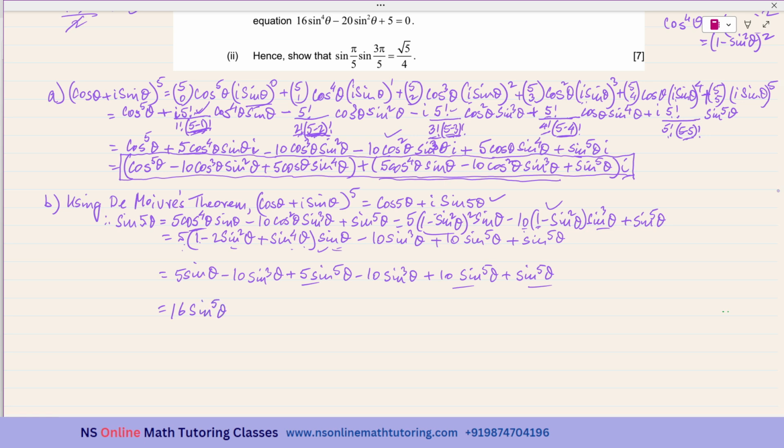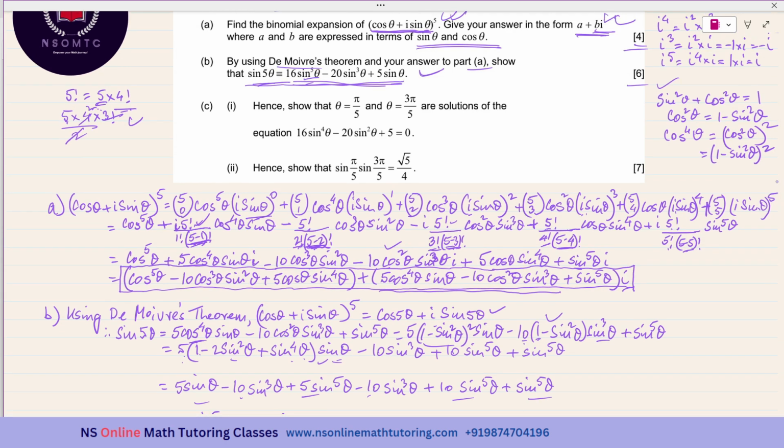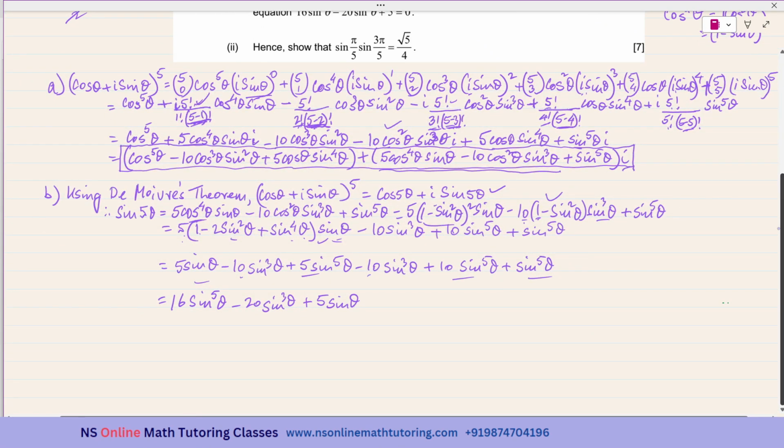Then there is the cube part. This is 10 and this is 10. So minus 20 sine to the power of 3 theta. And then there is the sine theta plus 5 sine theta. Are we having this expression? Yes. 16 sine to the power of 5 theta minus 20 sine cube theta plus 5 sine theta. Okay. So we have shown this.